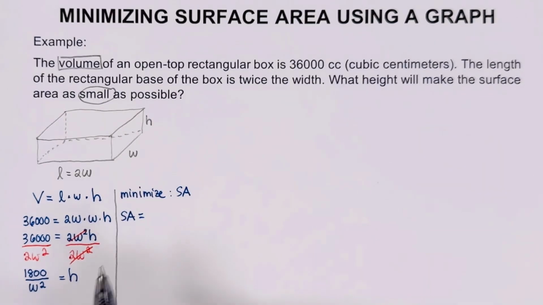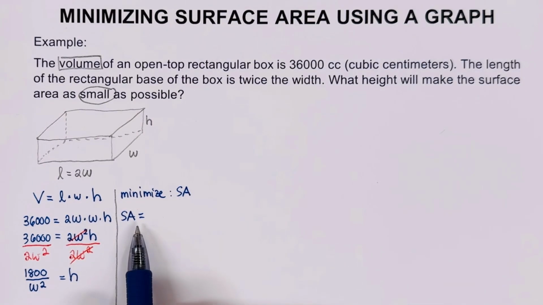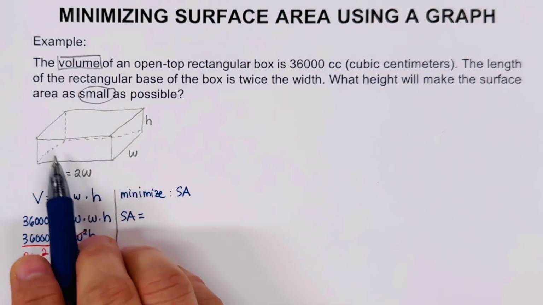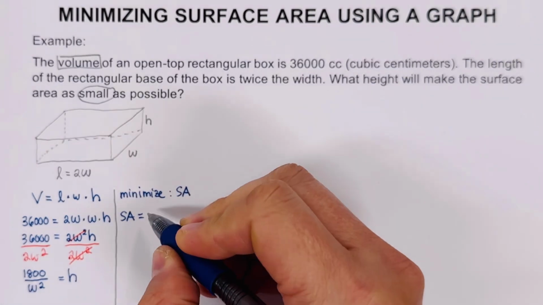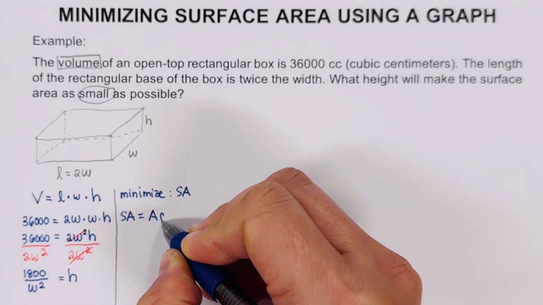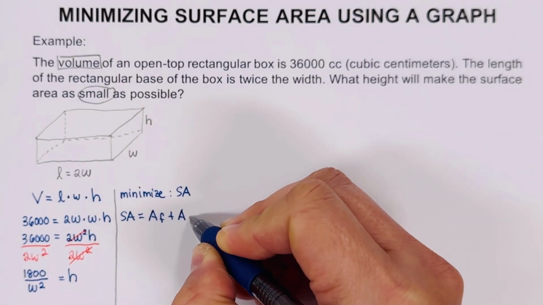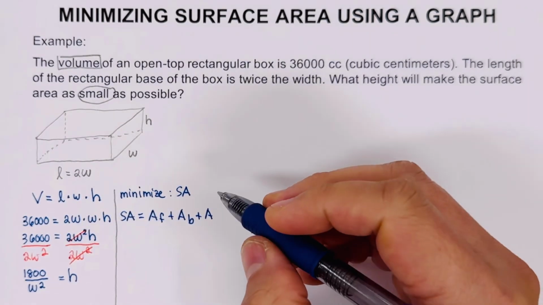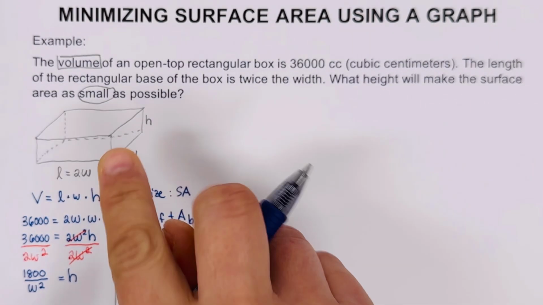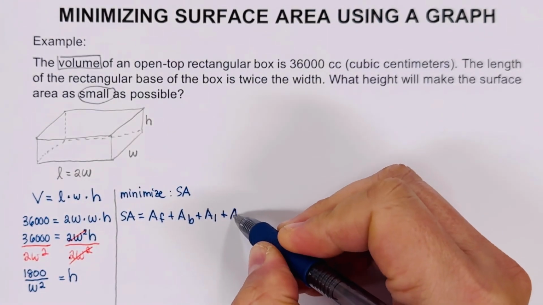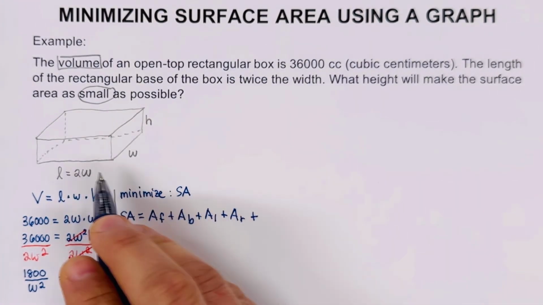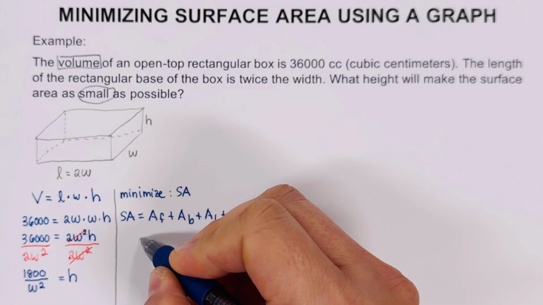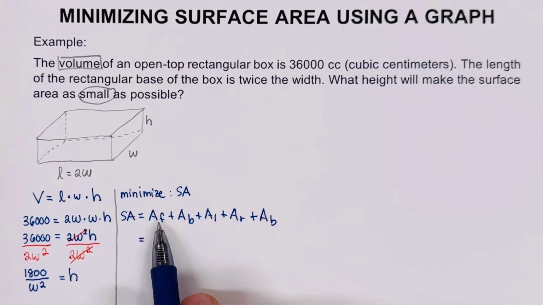Now we remember that if we say surface area, that represents the area of all the walls around the box. So we're going to start with the area of the front plus the area of the back plus the area on the left side wall plus the area of the right side, plus the area of the bottom. So we go ahead and determine the formula for each of these.